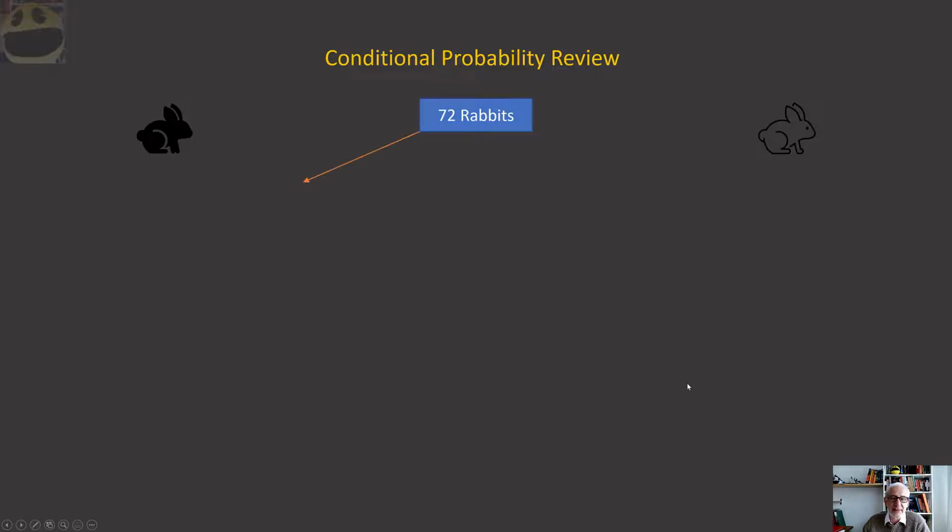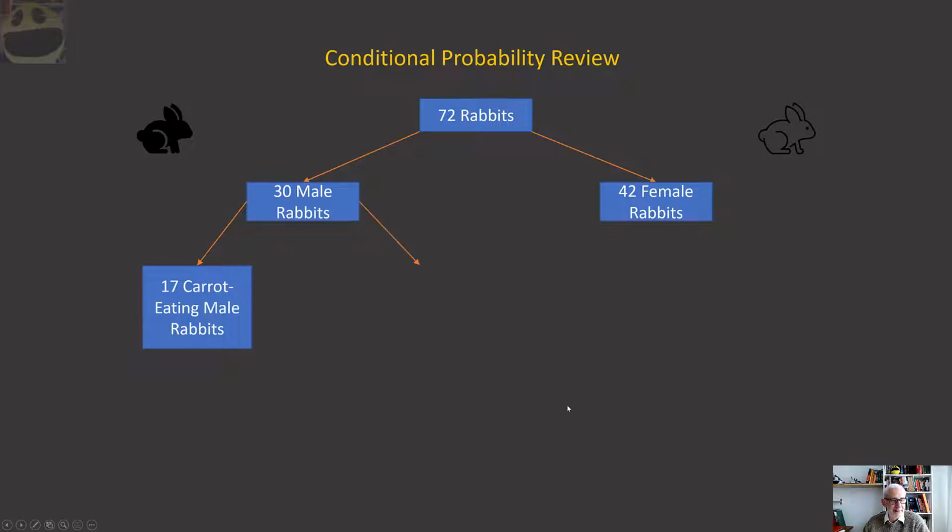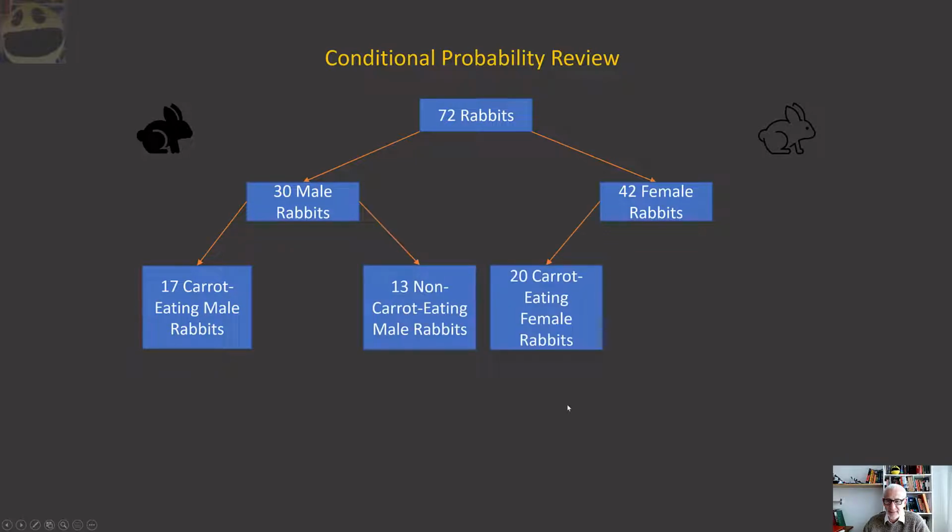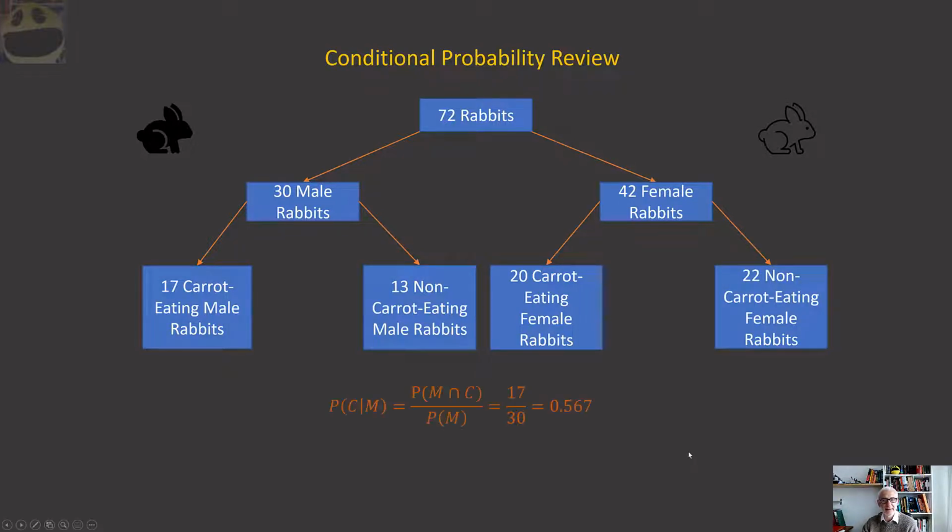So back to the top again, 72 rabbits. We're going to write this in a slightly different way. This is in the form of a tree diagram. So we split it 30 male, 42 female. The males, 17 of them eat carrots, 13 don't. Same for the females, 20 carrot eating females and 22 non-carrot eating female rabbits. Okay. So this is our original thing here, the carrot eating males. Where does that come from? It's quite simply the 17 over 17 plus 20, 17 over 37, 0.459.